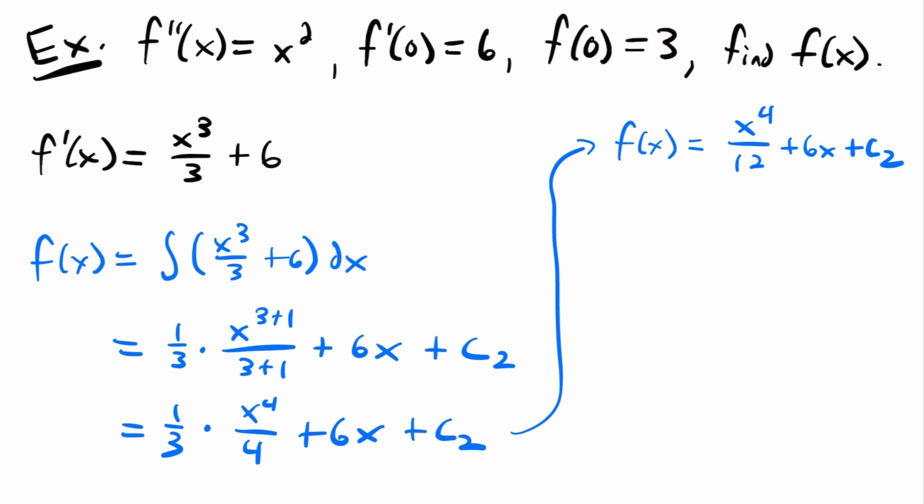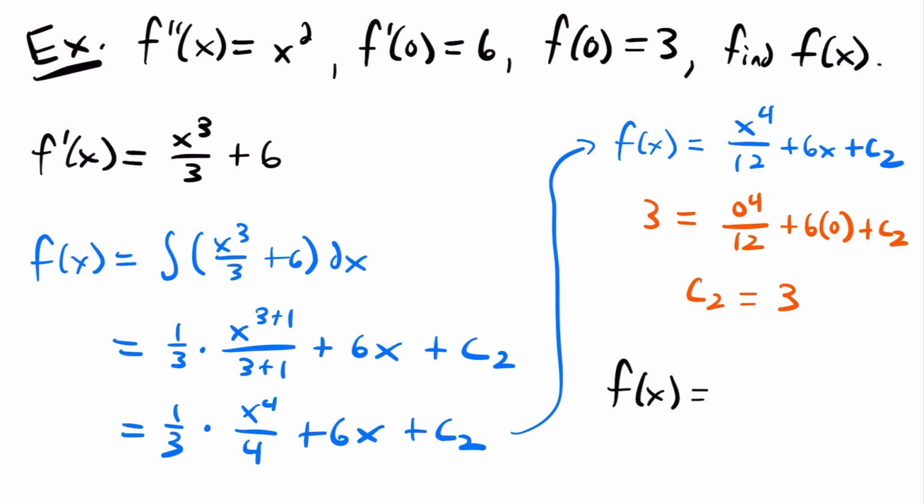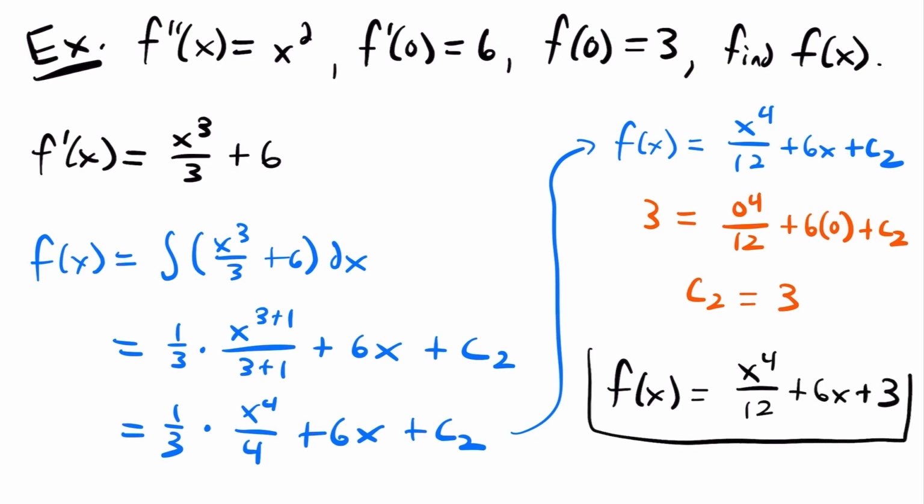And so we'll have that 3 is equal to 0 to the fourth power divided by 12 plus 6 times 0 plus c sub 2. And so once again, this is going to be equal to 0 because 0 to the fourth power is 0. So 0 divided by 12 is 0. And then 6 times 0 is 0. So we have 0 plus c sub 2. So we're just left with c sub 2 equals 3. And so that is our value of c. And so now we have that our particular solution for f of x is equal to x to the fourth power divided by 12 plus 6x plus 3. That is our final solution to this problem.